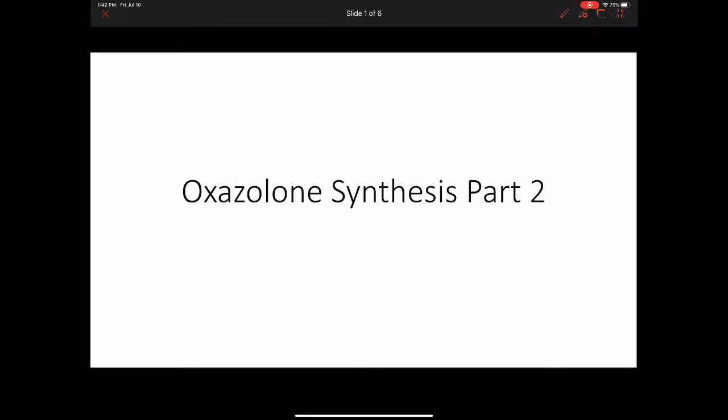Hi everyone, so this is going to be the oxazolone synthesis part 2. This is day 2 of this two-part lab. Today's goal is to continue where we left off from last time. Last time we synthesized this molecule here.